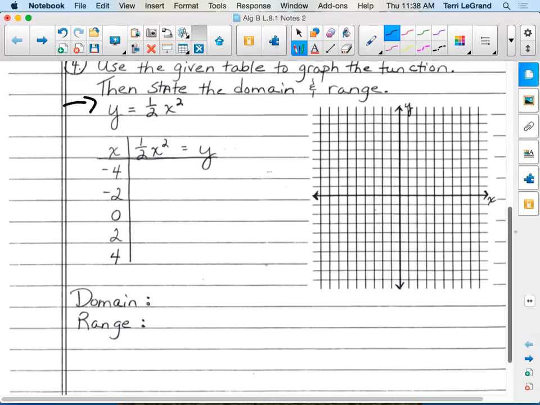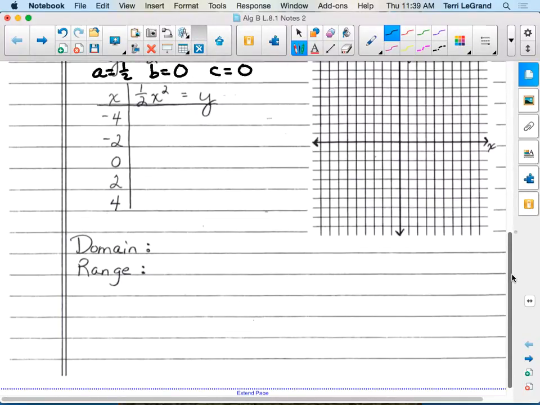Y equals x squared. So a has to be equal to what in the parent function? 1. And the b is equal to 0. And the c is equal to 0. Okay, we got an a value of what in this one? Let's just identify those just for the fun of it here. A equals 1/2, b equals 0, c equals 0. We're not going to use those to help us graph it, but it should give us a little bit of an indication of how it should look. So it's very close to the parent function, but it's not really the parent function.